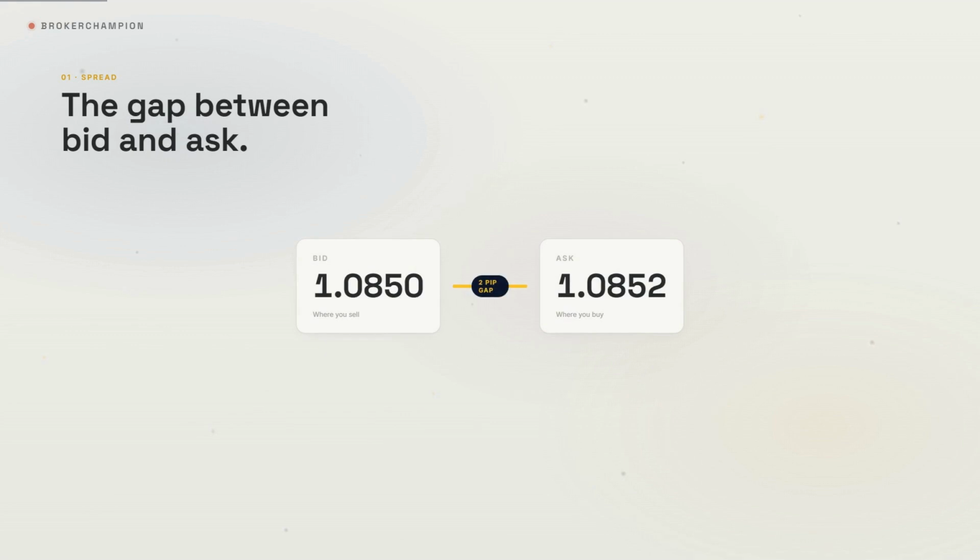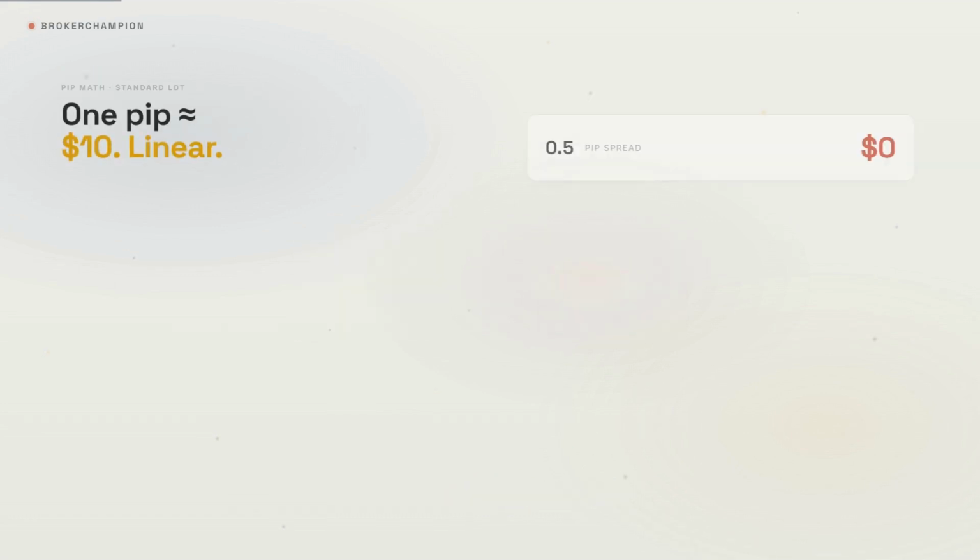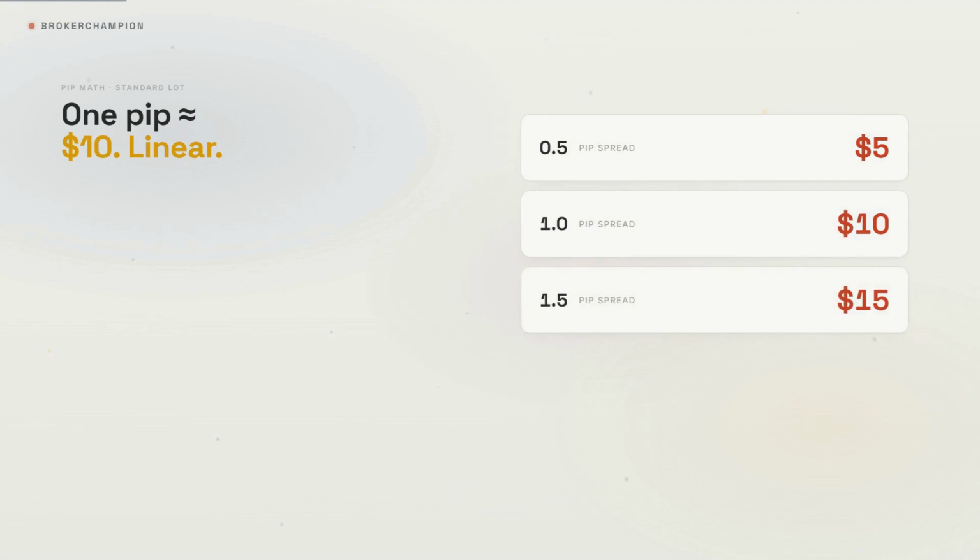The spread is the gap between bid and ask on every quote. Buy 1 standard lot of Euro-US dollar with a 2-pip spread, and you start the trade $20 in the red, before the market moves a tick. 1 pip on a standard lot is roughly $10, linear math. A half-pip spread costs $5. A pip and a half costs $15.